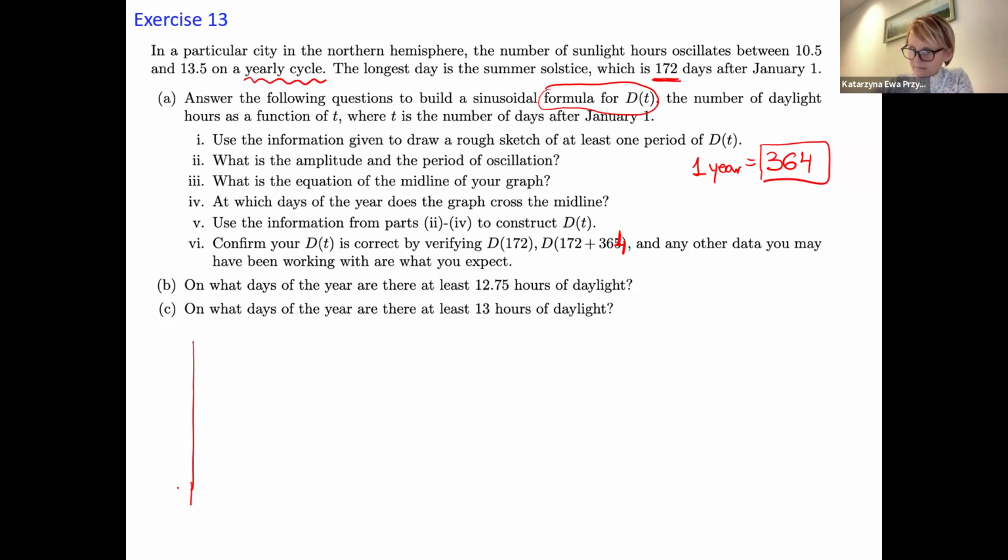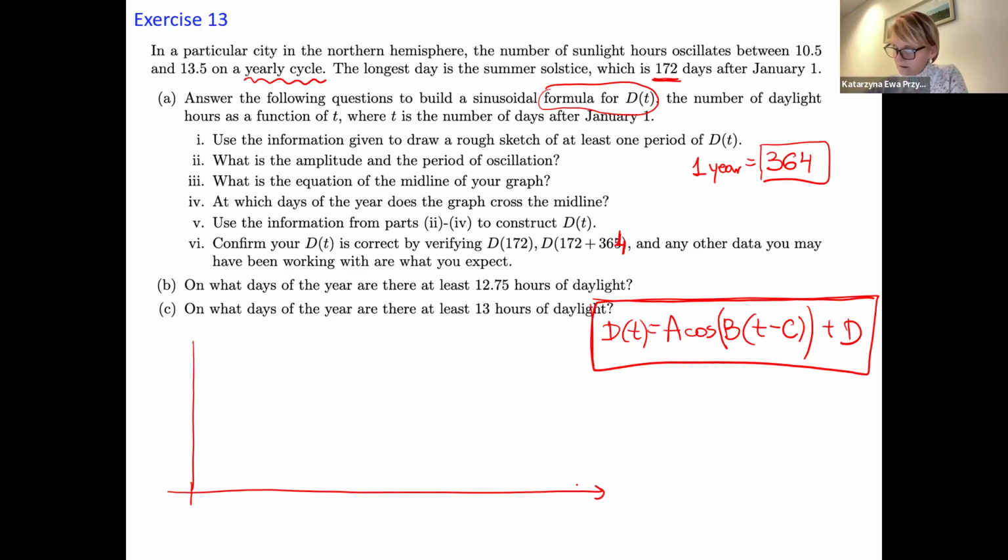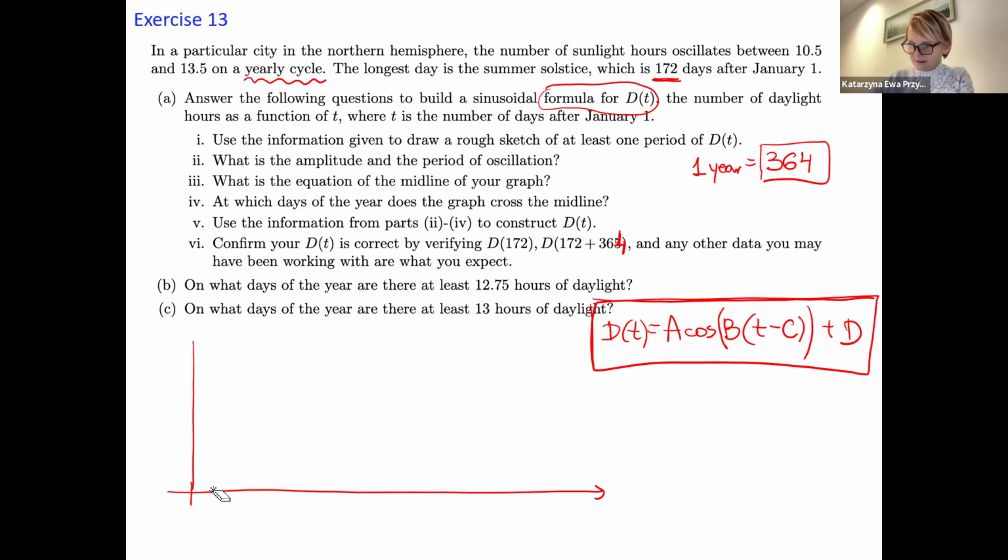How can we start? First of all, let me write down the formula. A cosine of B times (t minus C), plus D. We have to find all of these parameters, A, B, C, and D. You will help me. And let's use cosine. Do I have room? I have the room, okay.